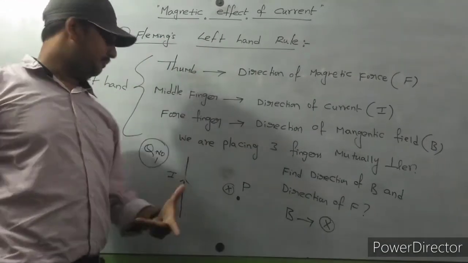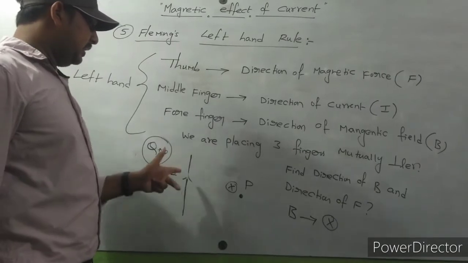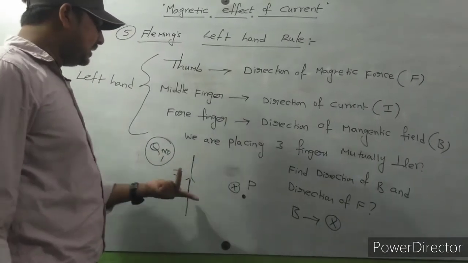Fleming's left hand rule. Thumb indicates direction of force. That means middle finger indicates direction of current.